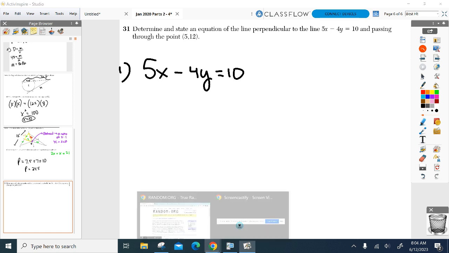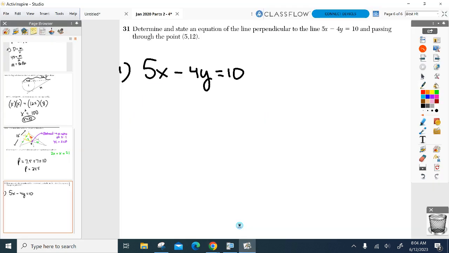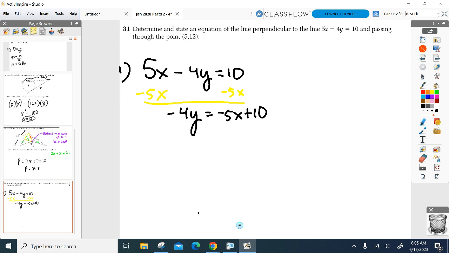Go ahead, somebody help me here. What's the first step in getting it into y equals form? Okay, that's either one. Could have done either one. Just got to get y alone eventually. Negative 4y equals negative 5x plus 10. Next step, if we're doing it this way, divide by negative 4.